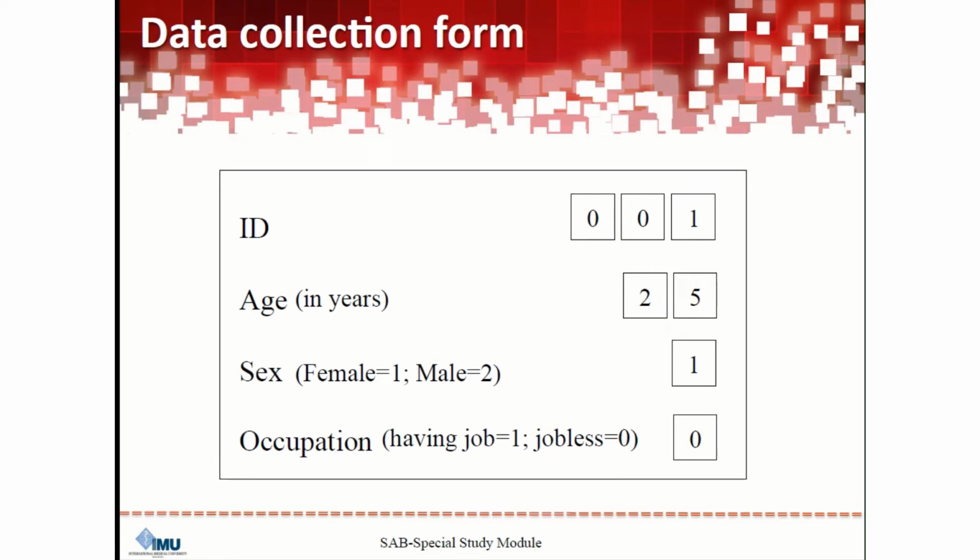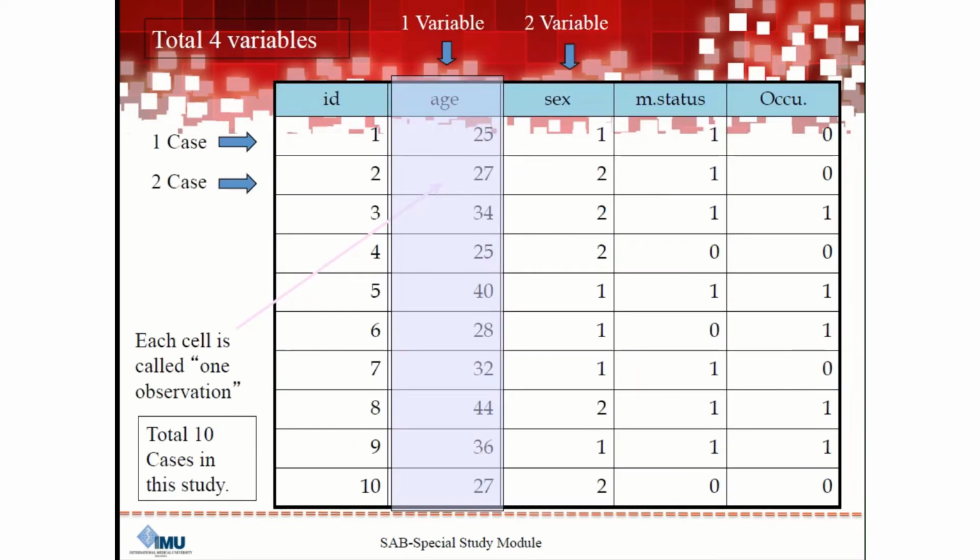For example, a person's data of ID number 1 has an age of 25 years, is a female, and has no job. Like that, we have collected the data for 10 persons on age, sex, marital status, and occupation. Do you see that all these are varying among these 10 participants? Here also it's varying, here also varying. So all these are variables.